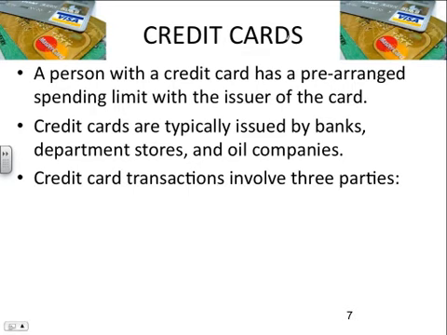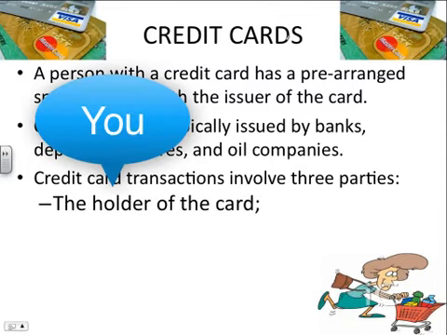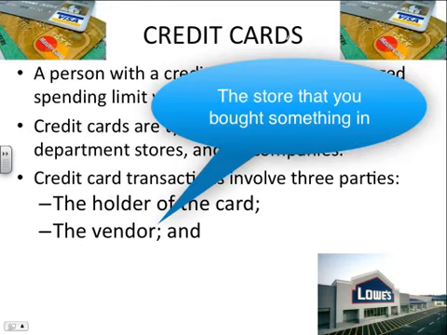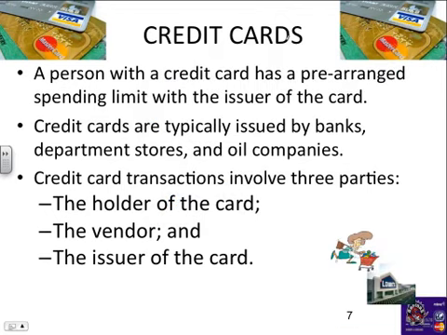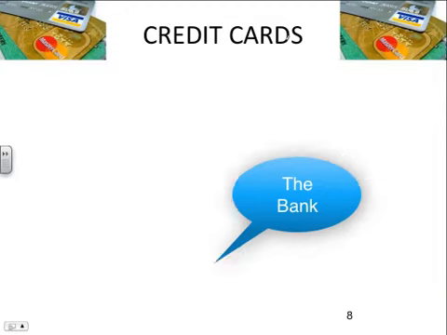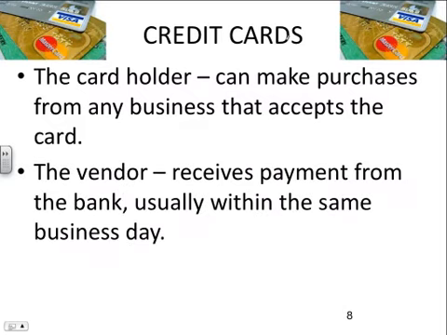In terms of credit cards, there are three groups of people that are involved. One is the holder of the card, so that would be you, the person who's buying the goods with the card. The vendor, so this is where you're buying the goods, for example, Lowe's here. And then the issuer of a card, so that would be Bank of Montreal or Scotiabank or whoever is the issuer. The credit card holder can make purchases from any business that accepts that card.